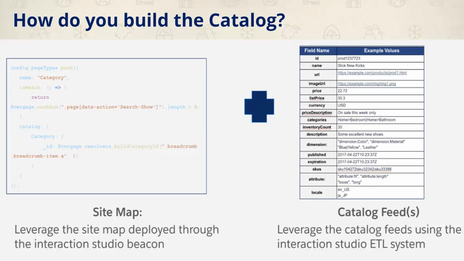You'll see here on the left an example of what it would look like within the sitemap, and also on the right here, what it would look like through the ETL system. Keep in mind also that you can use both of these methods in parallel to maintain your catalog as accurately as possible.